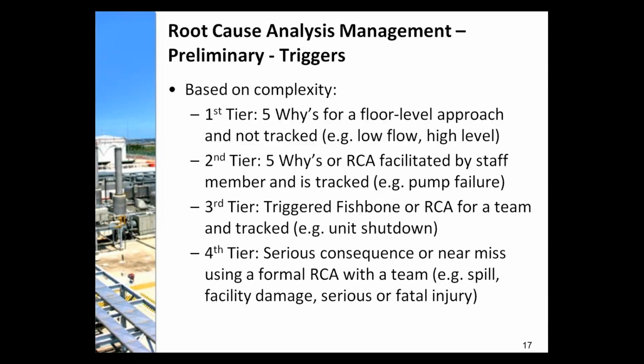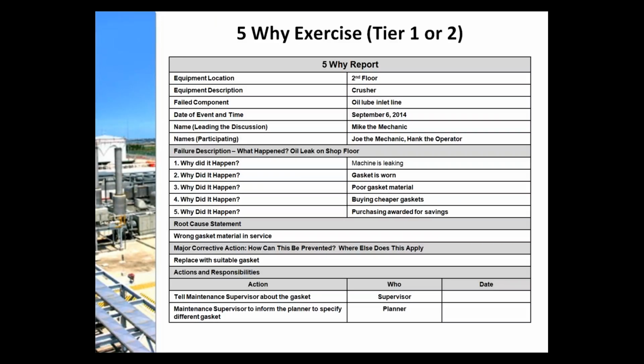This is another set of triggers that you could use to facilitate a good process during the year and not overload the staff. So again, triggers are very important, but unfortunately rarely used. Again, I talked earlier about 5 whys. It's a great tool to use for Tier 1 and Tier 2, as I just mentioned. Here's a very simple one for a crusher that had a failed component of an oil inlet, lube inlet line. And again, going through the 5 whys by asking a why 5 times, they developed a root cause statement that it was the wrong material, gasket material.